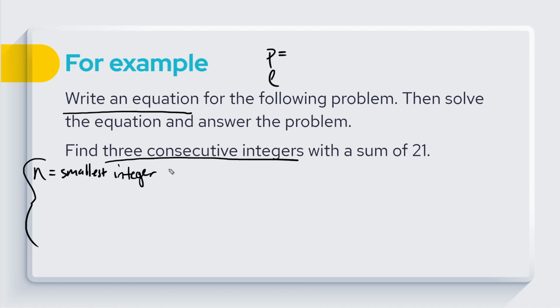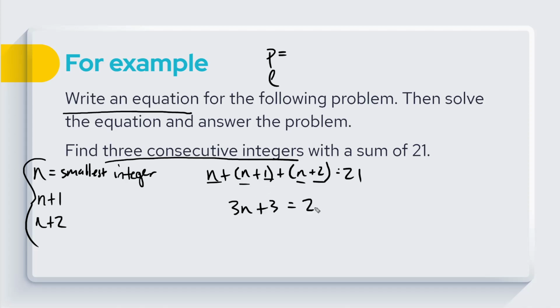So anyway, the next consecutive integer is going to be n plus 1, and then the next one is going to be n plus 2. So n plus n plus 1 plus n plus 2 equals 21. Here again, we have 3 n's. And then we have plus 3 equals 21 minus 3. 3n equals 18 divided by 3. N equals 6.